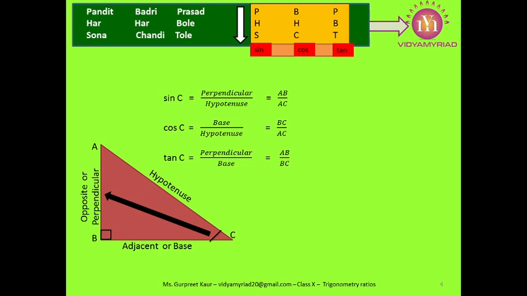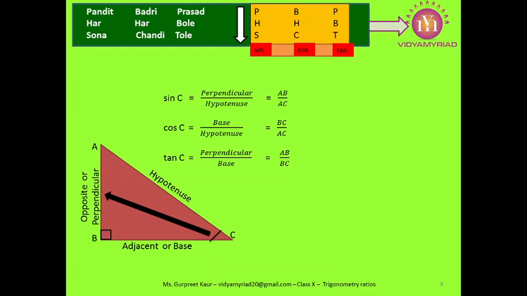Now if I want to know sine C, if you look at my trick, sine is P upon H. What is P? Perpendicular, and H is hypotenuse. And according to the diagram, what is perpendicular? AB. And what is your hypotenuse? AC. So the formula is sine C is perpendicular upon hypotenuse, which is equal to AB upon AC.